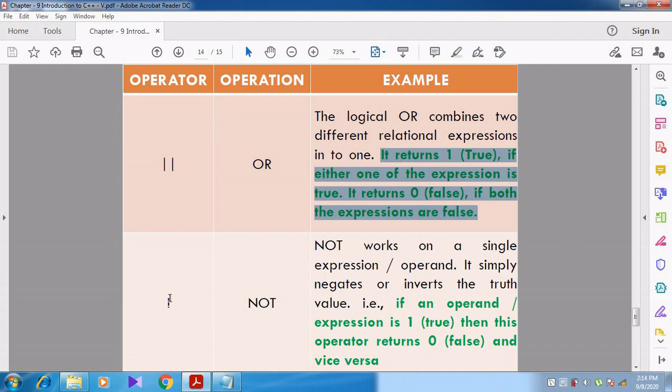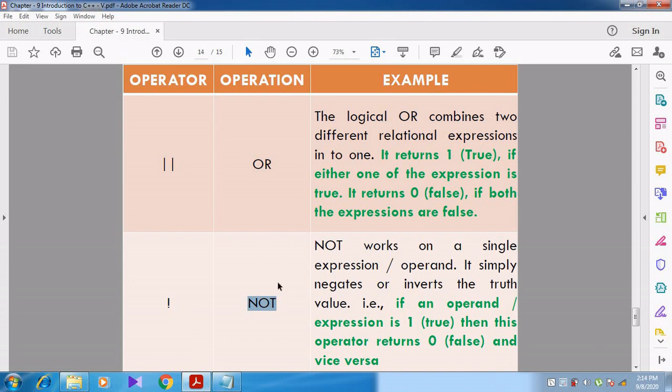And then the NOT operator. What is meant by the NOT operator? The NOT operator is represented by the exclamation symbol. There will be only one input and only one output. It takes one input and gives you one output. The output will always be inverted to the input.